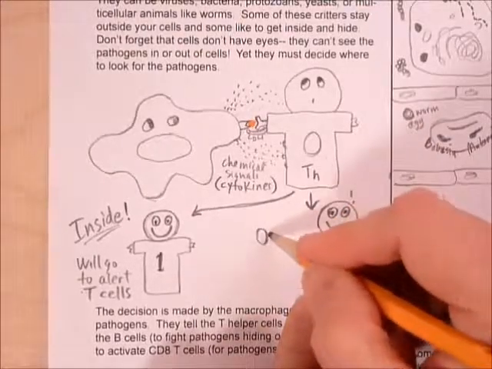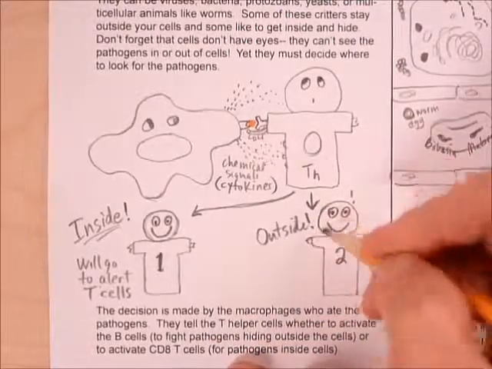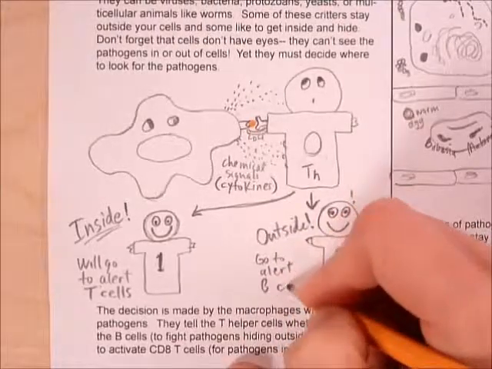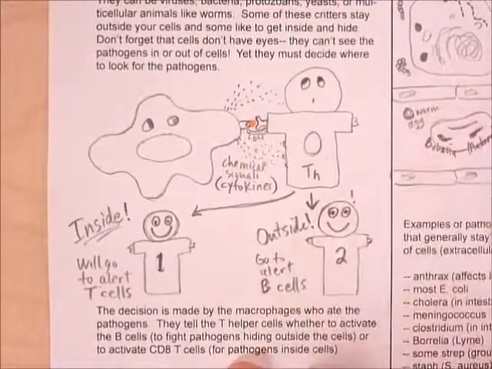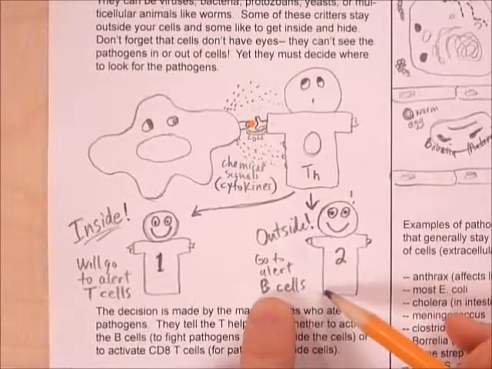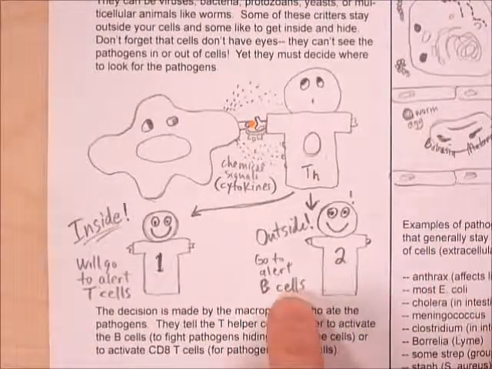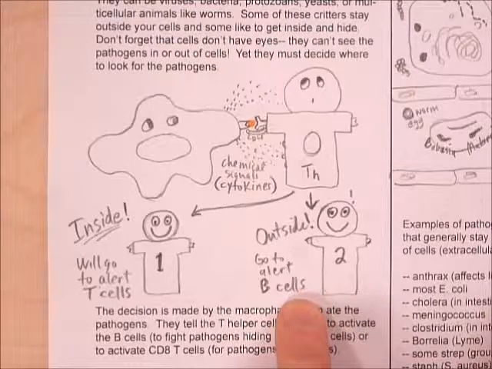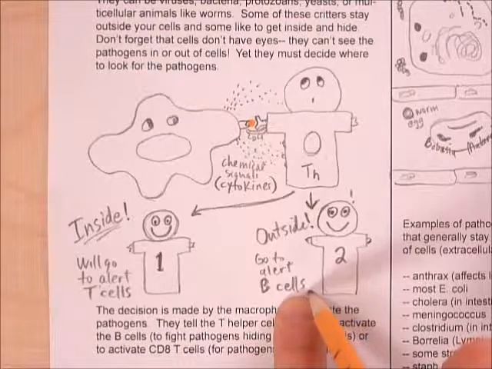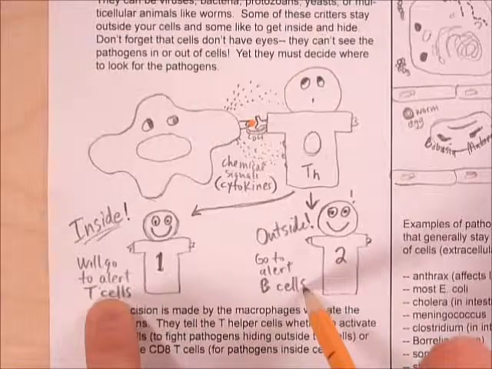And this guy goes, let's go look outside the cell. In which case, he will go to alert B cells. Now you want to look outside. B cells make antibodies, and antibodies stay outside cells. So the best plan of action, if you're looking for something outside the cells, go to the B cells and tell them to start cranking out those antibodies. Flood the system with the antibodies, and they'll float around and stick, because we know we're looking for something outside the cells. Antibodies aren't going to do any good here. They can't get inside the cells.